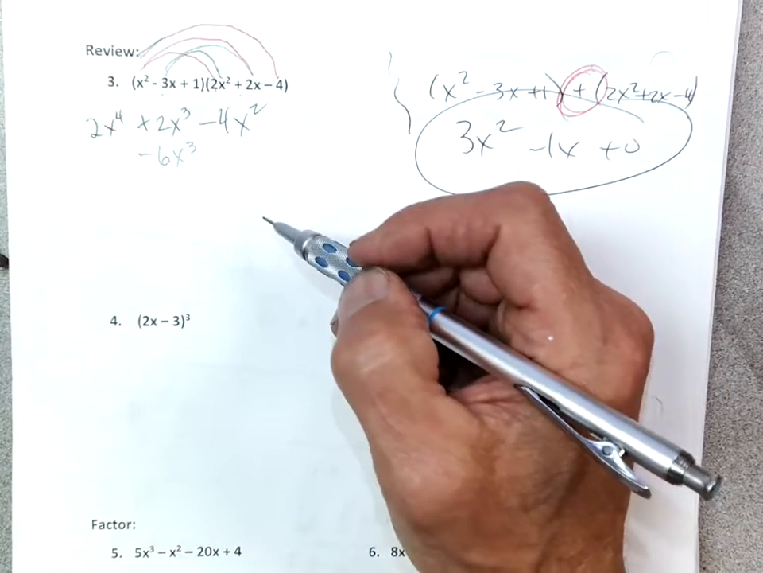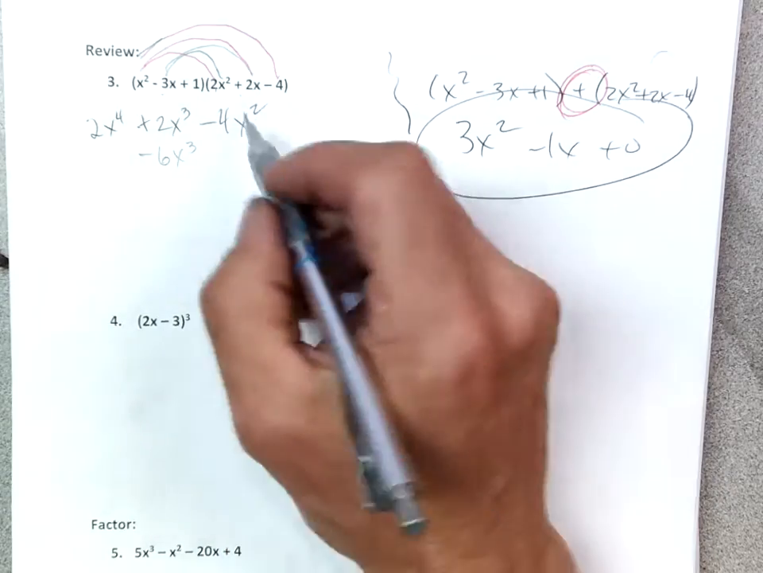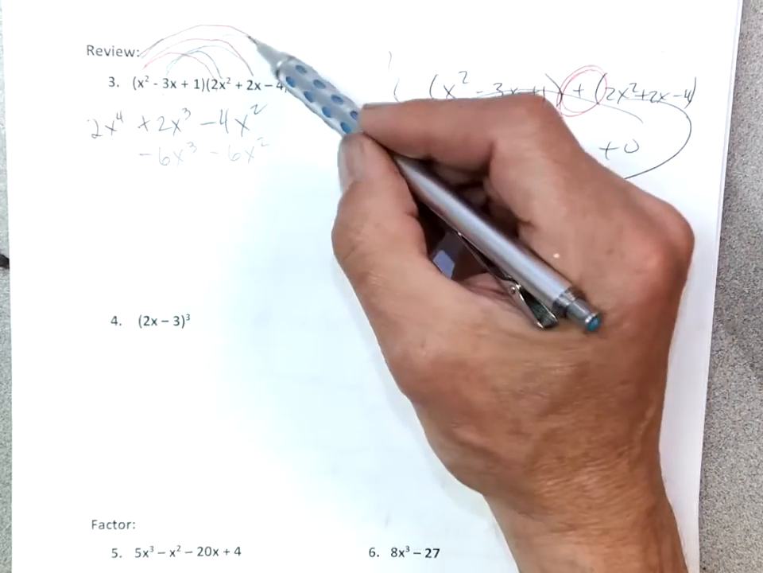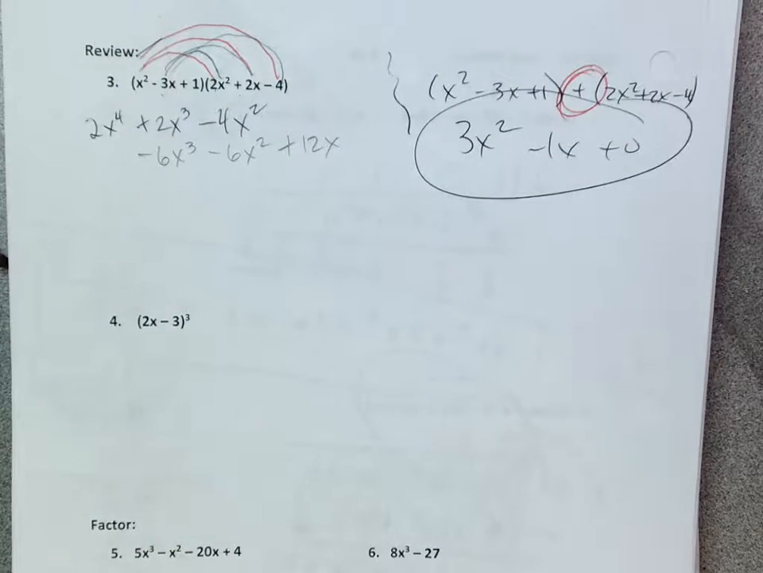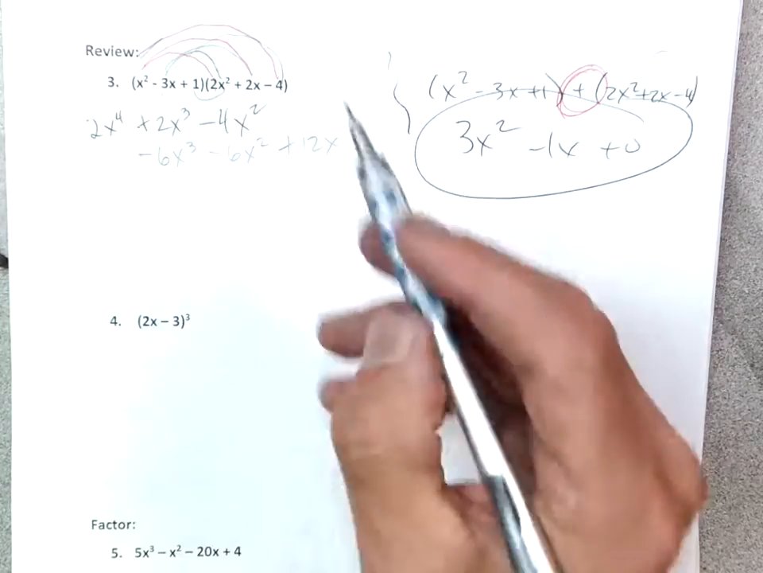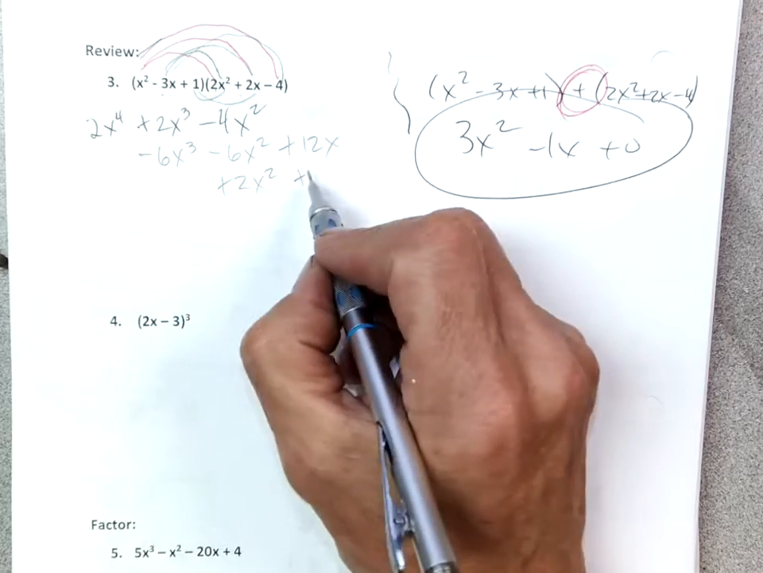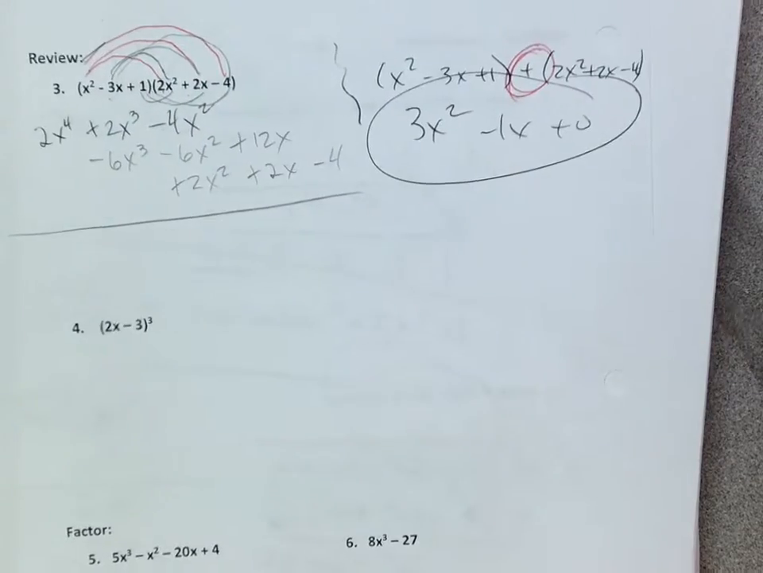Am I going slowly enough? I'm hoping you're ahead of me, not behind. This times this, minus 6x squared. Plus 12x, right? How am I doing? Serena's done, waiting for us. Positive 2x squared. Positive 2x minus 4, right? Hopefully you guys are ahead of me.